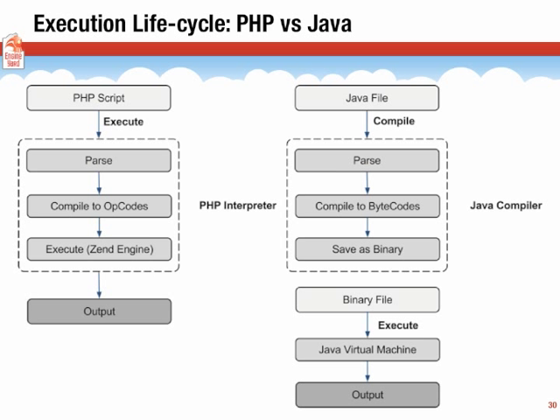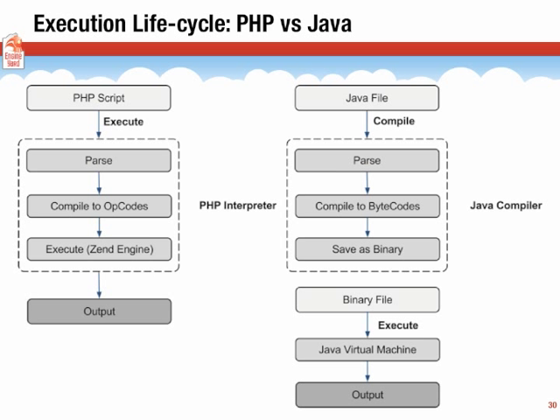For Java, on the right, rather than executing the code, we instead compile it using the Java compiler. Again, we have this parsing phase, the output of which is compiled into bytecodes, and then instead of passing it directly into the JVM, the Java virtual machine, we store the compiled code as a file. Later, to actually run the file, we pass the contents of that file, the bytecodes, into the JVM, where they are executed, giving us our output.